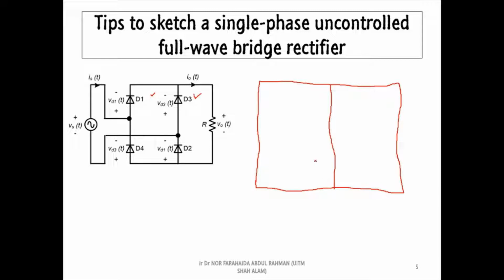On the left frame, you need to add 4 diodes, 2 at the top and another 2 at the bottom. Then we label all the diodes according to their pairing. I will explain later about the pairing when we discuss the principal operation of the bridge rectifier.